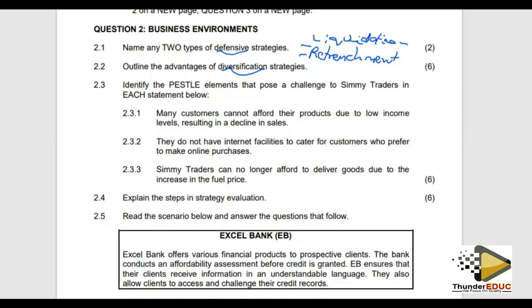So now diversification, in short, means that you shouldn't put all your eggs in one basket. Make sure that you concentrate on different aspects. In this regard, a business should concentrate on different products, whether they introduce a new product or they improve the quality of the product that they are already having. So now, let me go to the blank page. We have two points.